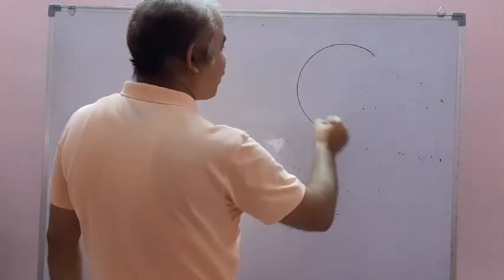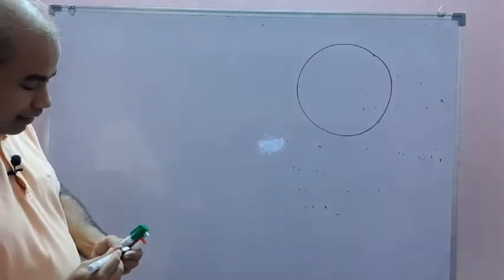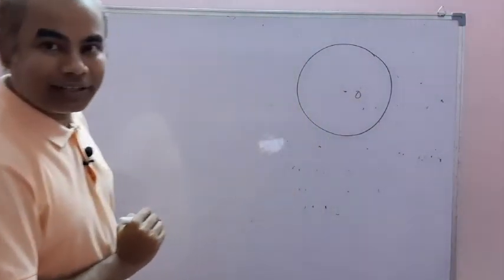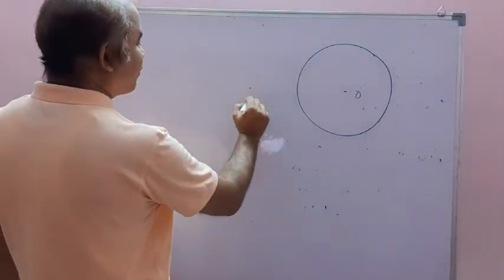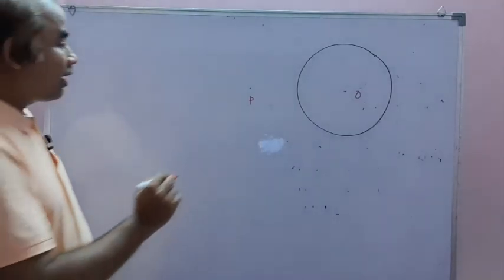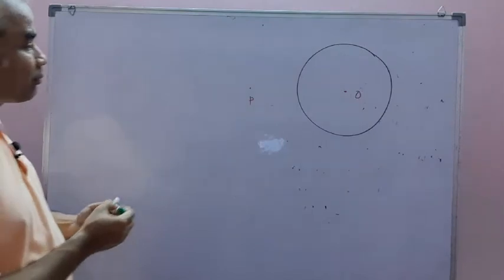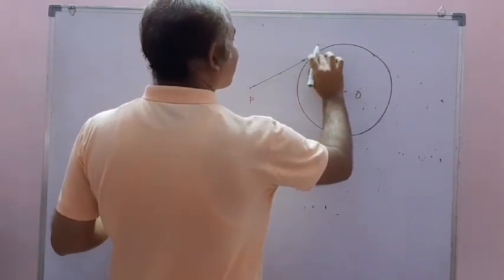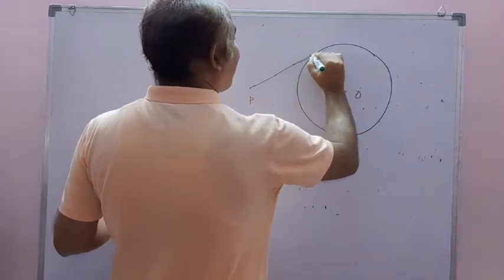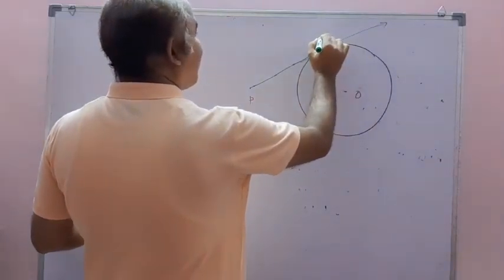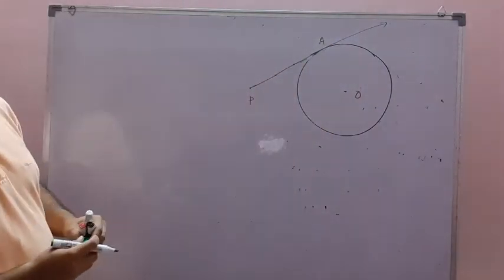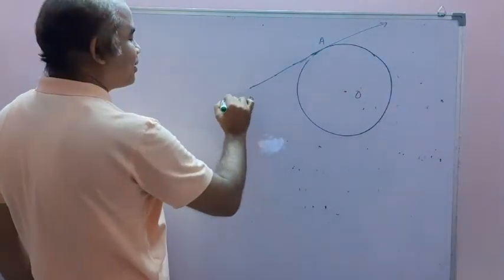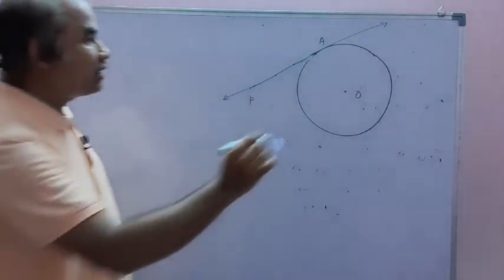Suppose, let me once again draw this. I draw a circle, and I take the center as O, and outside the circle I take a point P. Now suppose there is a line which passes through the point P and touches the circle at point A. This is the line, say L.